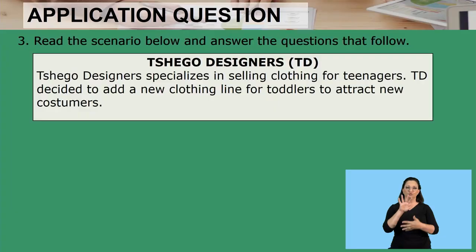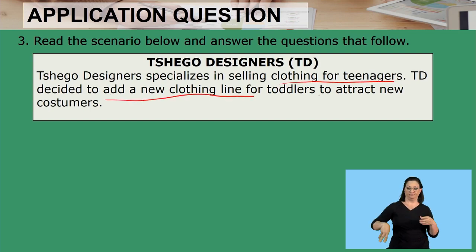We are continuing with our application questions under the topic business strategies. The question says, read the scenario below and answer the questions that follow. We've got Tshegoe Designers, which is TD. Tshegoe Designers specializes in selling clothing for teenagers. TD decided to add a new clothing line for toddlers to attract new customers.